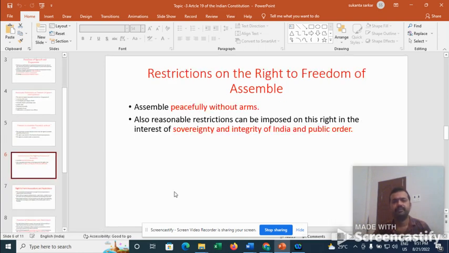Restrictions on the right to freedom of assembly. The state can impose reasonable restrictions in the interest of sovereignty and integrity of India and public order. Keeping in view the problem of public order, the meeting of a particular association may not be allowed at a particular locality to prevent breach of peace. Also, the route of a procession can be regulated in order to regulate the traffic and to prevent breach of peace.